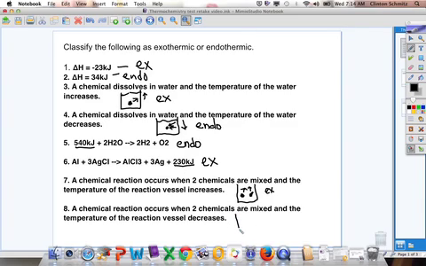Now, if you have the opposite of that happen, and you put two chemicals in and the temperature of the reaction vessel goes down, that must mean that heat is coming from the vessel or the surroundings into the chemicals. And so the heat is going into the chemicals. So in terms of the chemicals, that reaction would be endothermic. Just a general rule of thumb, if the reaction vessel warms up, that's exothermic. If the temperature of the vessel goes up, that's exothermic. If the temperature of the vessel goes down, that is going to be endothermic.